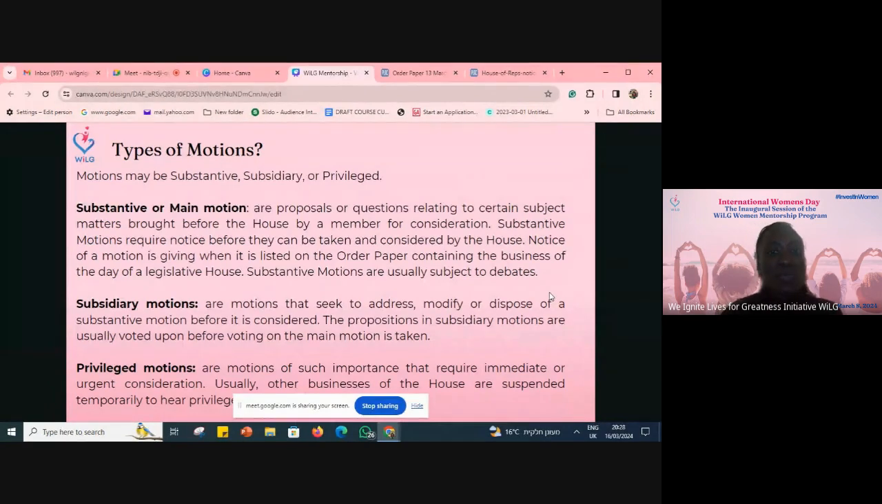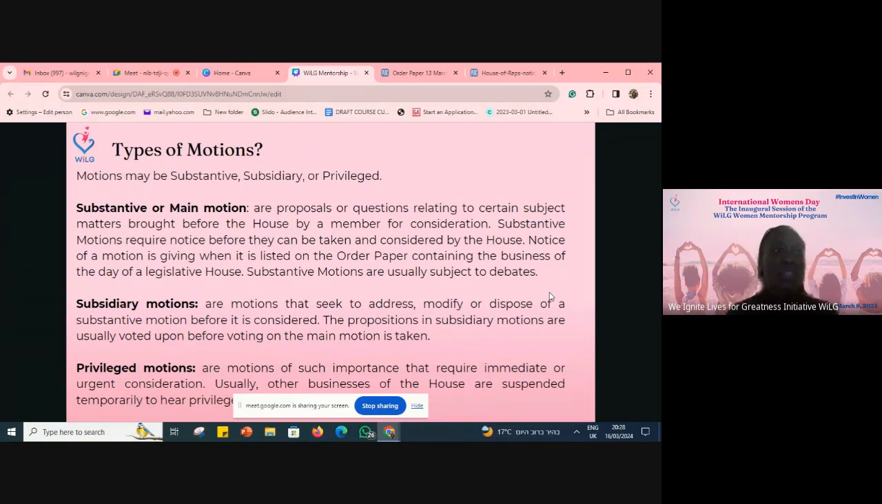So this is where you bring your matter or an issue you want the House to deliberate, and then you bring it through a main motion. That's a type of motion, a main motion. So a subsidiary motion is a motion that seeks to address, modify, or dispose of a substantive motion.